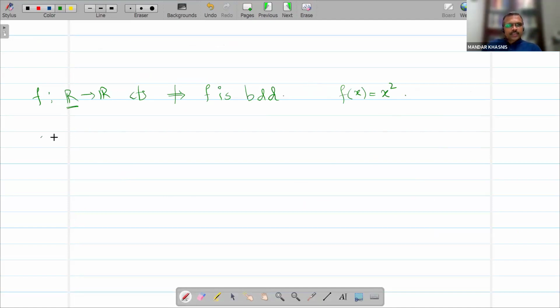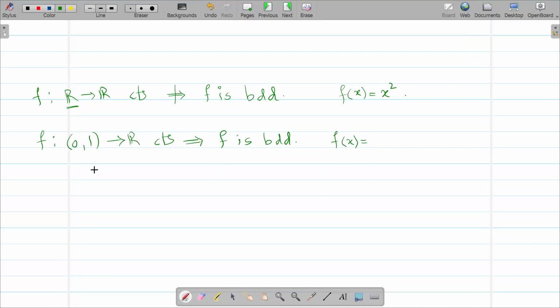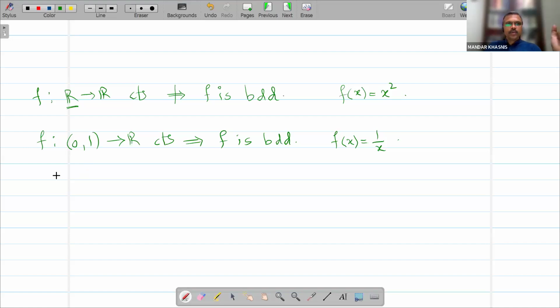But then somebody may suggest that don't take reals, take a bounded interval. Say maybe I would like to take open interval (0, 1) to R and continuous. Now, does it imply f is bounded always? Then again, the answer is no, because you have examples. Anybody who can give an example of a function which is not bounded on this? 1 by x. Okay, it's not bounded, even though the domain is bounded.